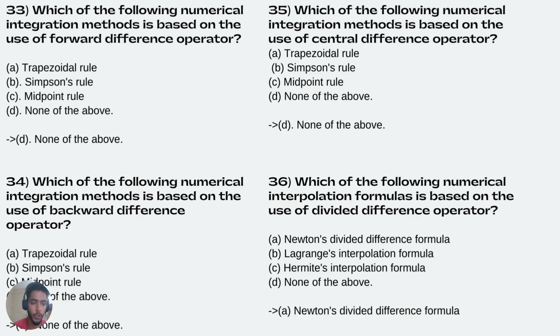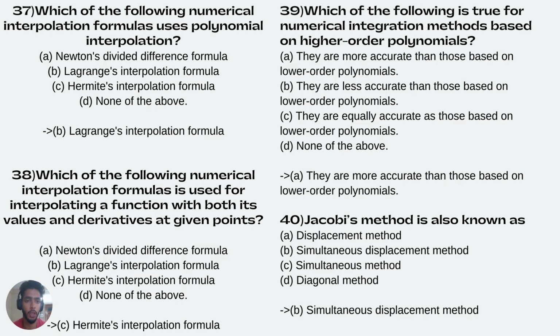Moving on to our last four questions. Which of the following numerical interpolation uses polynomial interpolation? As I mentioned earlier, the Hermite interpolation is just the advanced version of the Lagrange interpolation. And here, the polynomial interpolation is used by Lagrange interpolation. I also explained this in the previous part of the second internal, that the polynomial interpolation is used by Lagrange's methods. And let's move on to the last three questions.